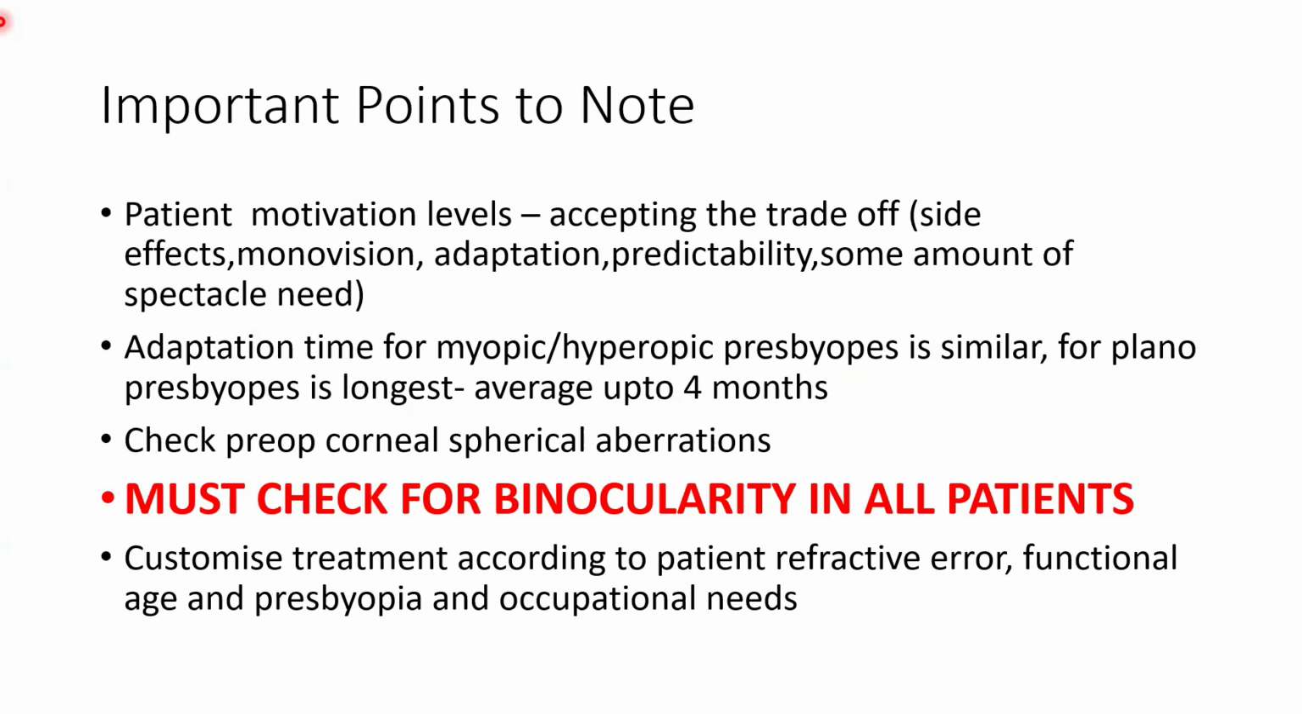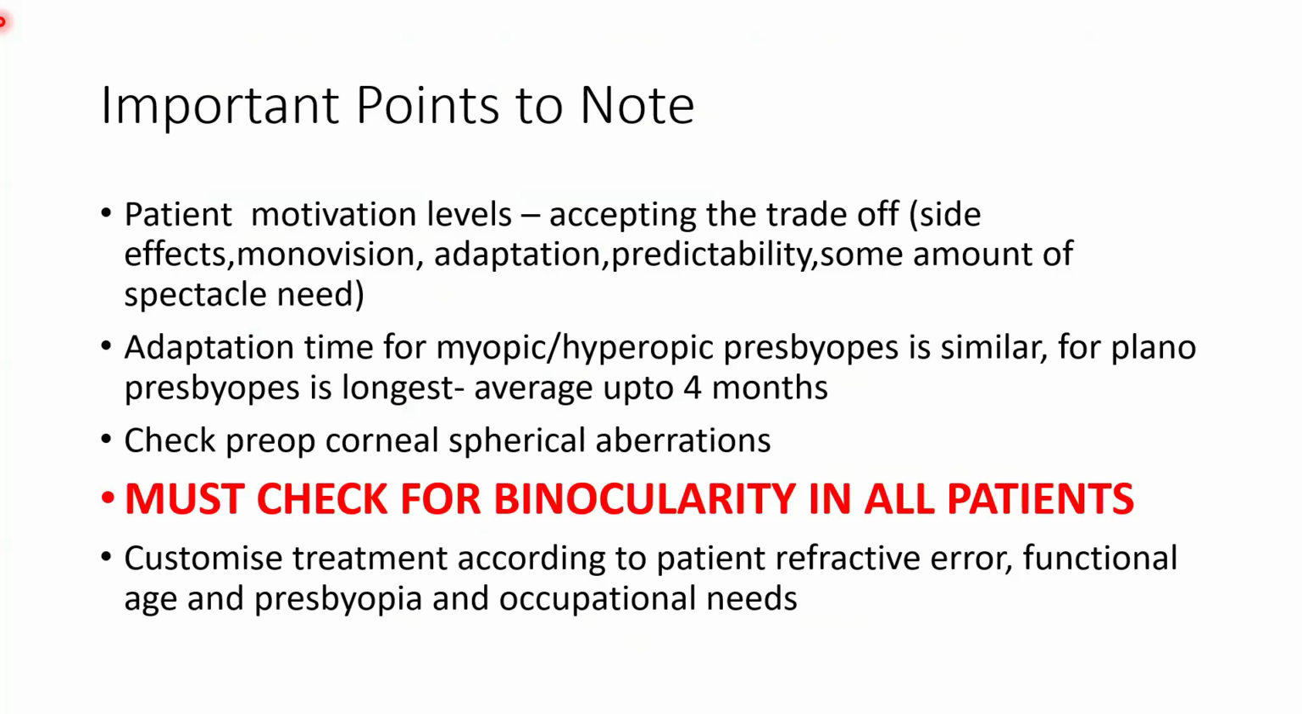The adaptation time has been said to be similar for myopic or hyperopic presbyopes, but for plano or emmetropic presbyopes, it is the longest. On an average, the adaptation time after a presbyopic correction is up to 4 months. So we need to make the patient aware of the fact that it is not like normal routine LASIK wherein you get a wow factor. The patient actually needs to get adapted to the vision, and then by the end of 3 months, they will have satisfactory visual outcome.